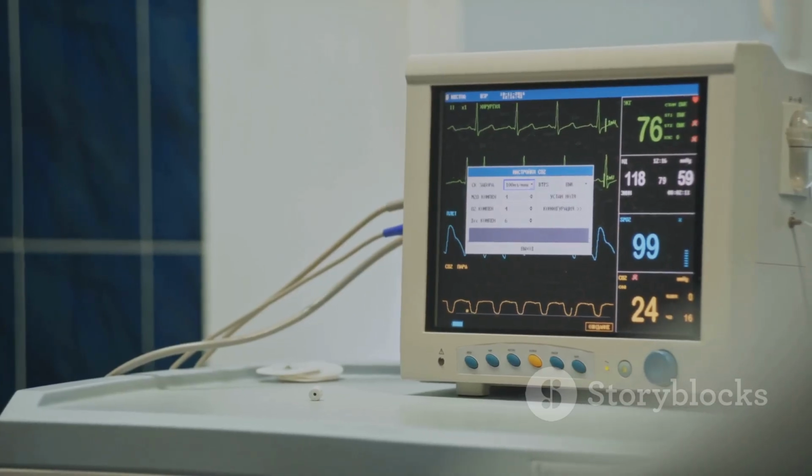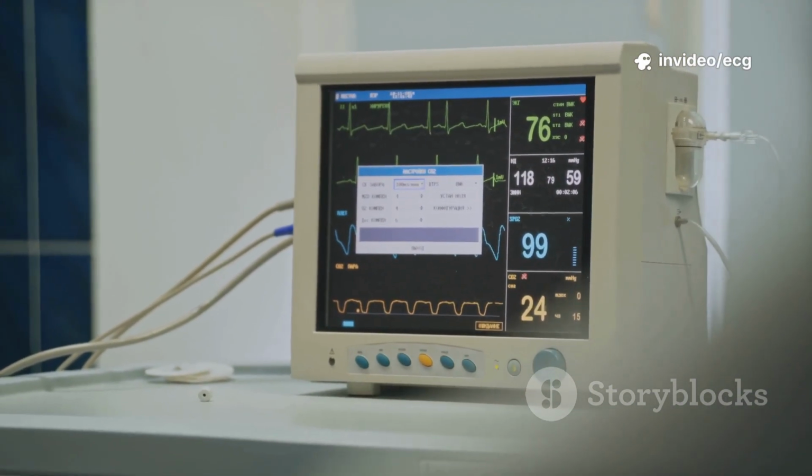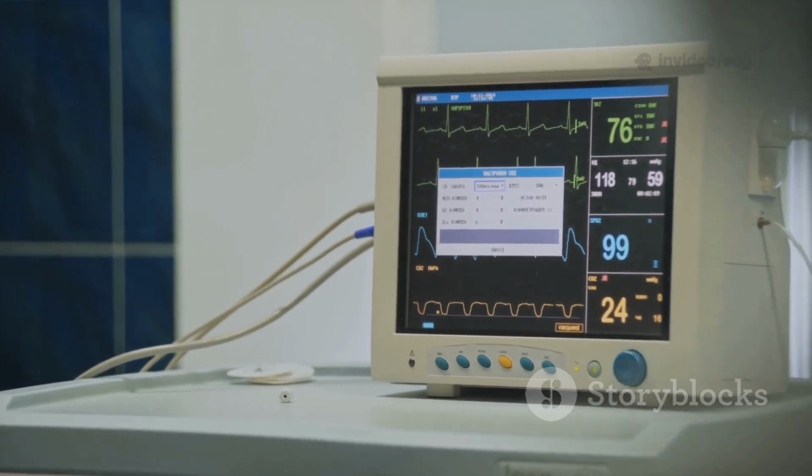PR, 120 to 200 milliseconds. QRS, less than 120 milliseconds. QTc, under 440 milliseconds in men, 460 in women. Electrical axis, approximately minus 30 degrees to plus 90 degrees.